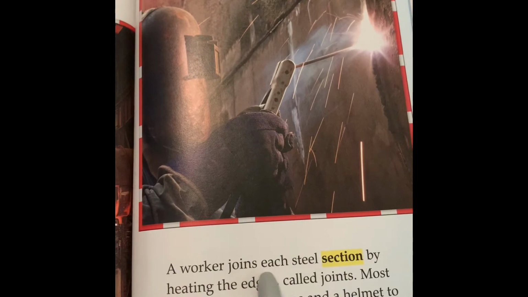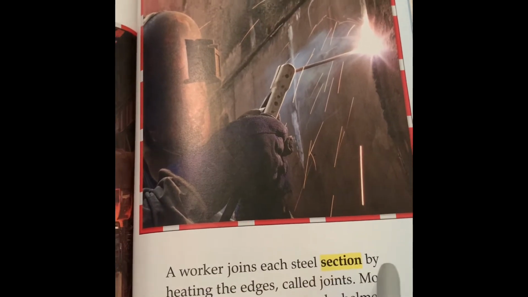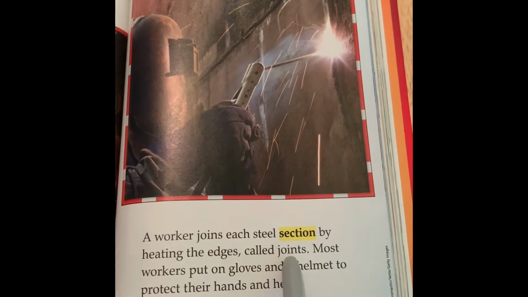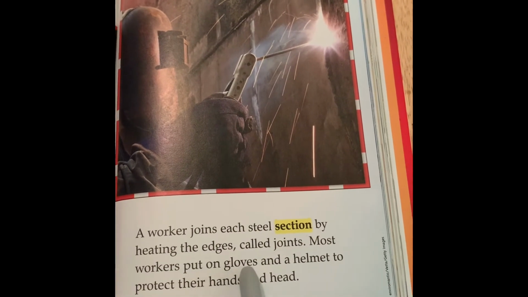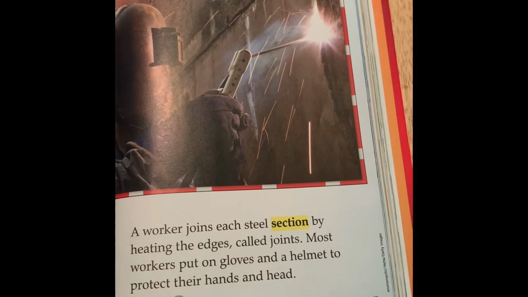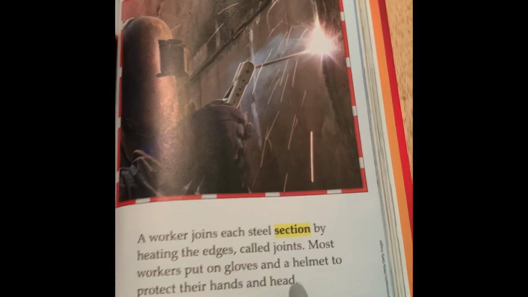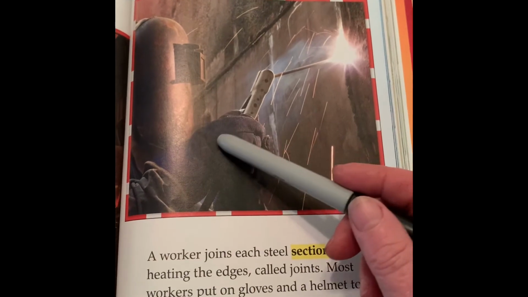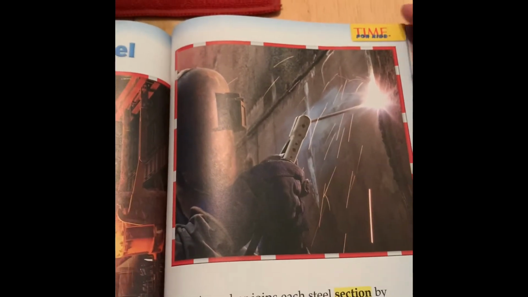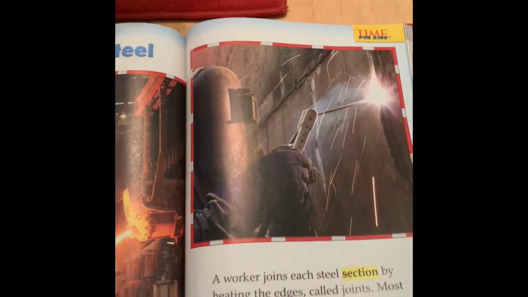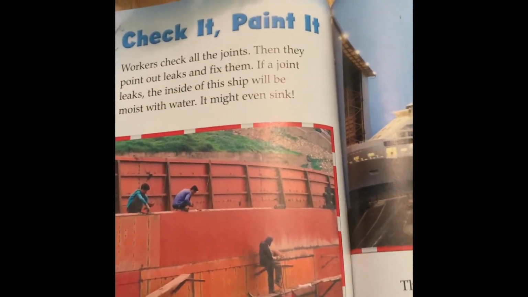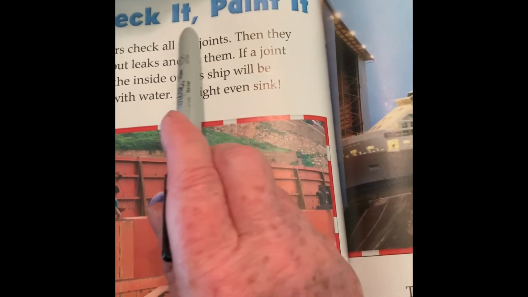A worker joins each steel section by heating the edges, called joints. Most workers put on gloves and a helmet to protect their hands and head. There's a picture of the helmet and the special gloves. That must be really hot if it can melt steel. So they've done the joints.